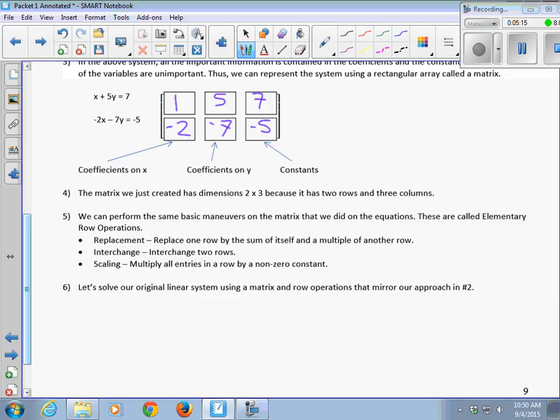I've seen matrices written with just the coefficients on the x and y in one matrix, and then another matrix containing the constants. So it's not actually another matrix. Some textbooks, and it's quite common, will put a vertical line here to separate the coefficients from the constant terms, but it's still considered one matrix.